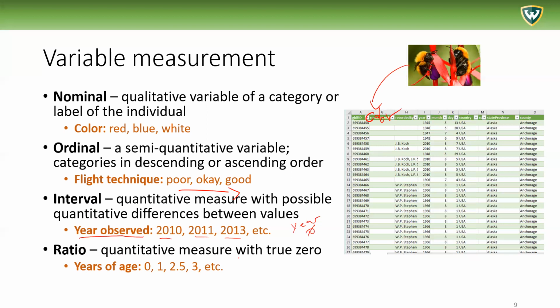The ratio is the quantitative measure that does have a true 0. We can use years of age, which is similar to year observed, right, but distinctly different in this one sense. The year observed doesn't have a true 0, in the sense that year 0 doesn't mean no year at all. It's just a particular year, the way we're counting. Years of age, 0 years though, does mean no years at all. An individual can have 1 year, 2.5 years, 3 years, or no years at all, which is 0. So these are some of the main ways to measure the attributes of the things we're interested in.